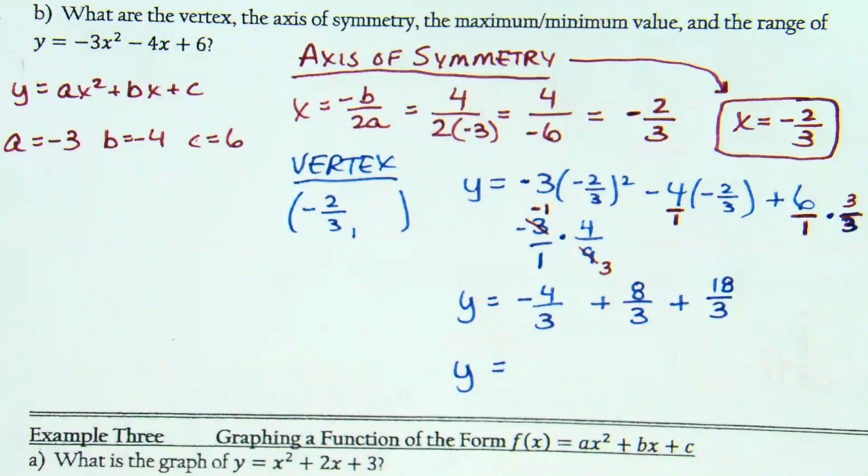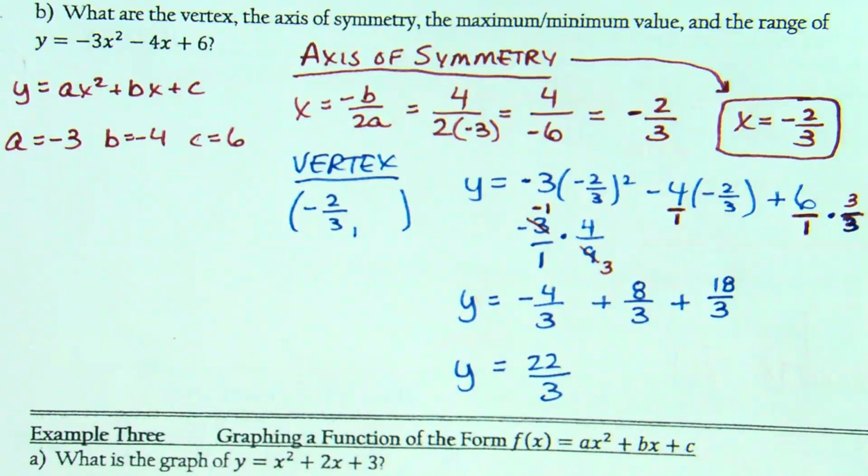Negative 4/3 plus 8/3. Well, negative 4 plus 8 is 4. So 4/3. 4/3 plus 18/3. 4 plus 18 is 22. So 22/3. Now, I'm fine with 22/3. Math Excel is not a fan of mixed numbers, ever. Okay? They're going to prefer improper fractions. I can guarantee that one.